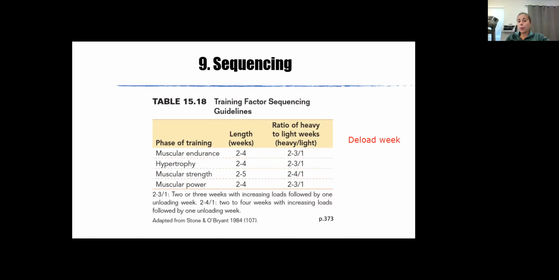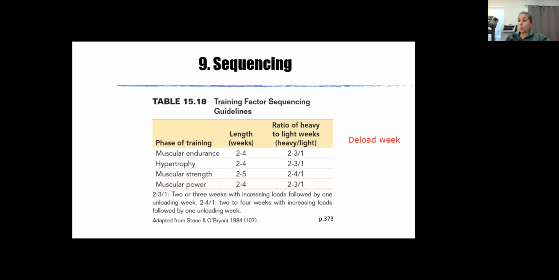So we can see like 2 to 3 weeks heavy, 1 week light. So it's usually a 1 week deload. Okay. Again, unless you went really, really hard for your heavy weeks, you might need a little longer, but usually a week is good. So most of the time when we're looking at the different phases, so whether it's endurance, hypertrophy, strength, again, we're looking at like 2 to 4 week blocks.